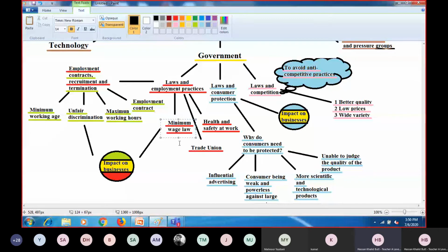So what will happen to the business if minimum wage law is there? Mukarram, what is the impact on business of that law? I don't know, sir. How come you don't know, it's so easy? Sir, the cost will increase. Obviously, it's very easy.